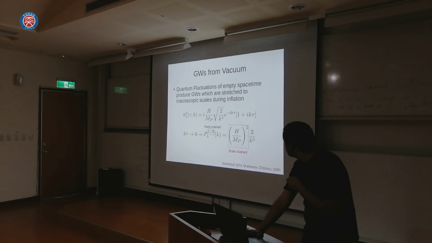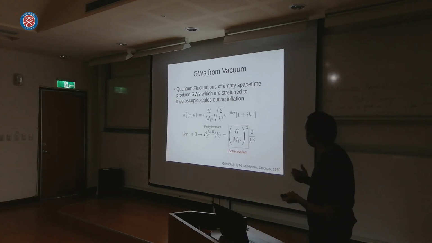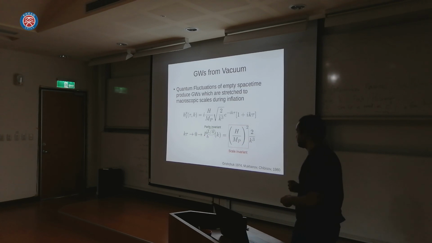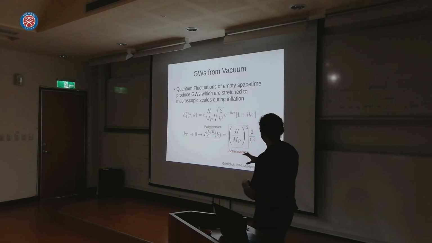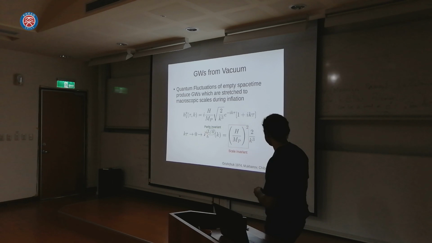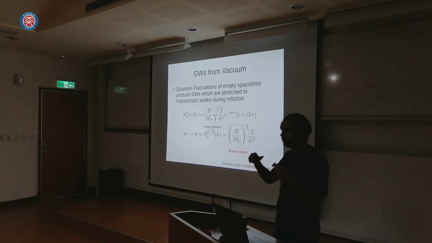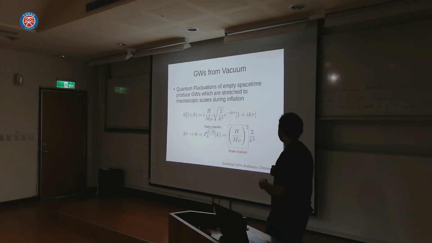Okay, so what does that power spectrum actually look like for vacuum fluctuations? You can do all that: you quantize the gravitational field, solve the equations, and eventually end up with something like this. This is the power spectrum, which is just the amplitude of the gravitational wave as a function of its wave number.